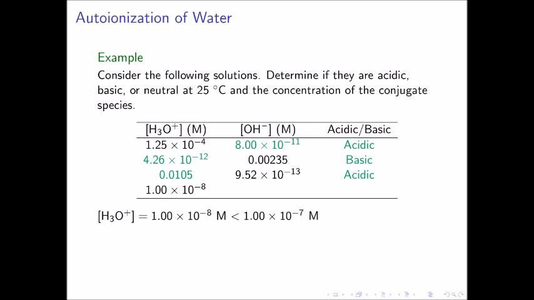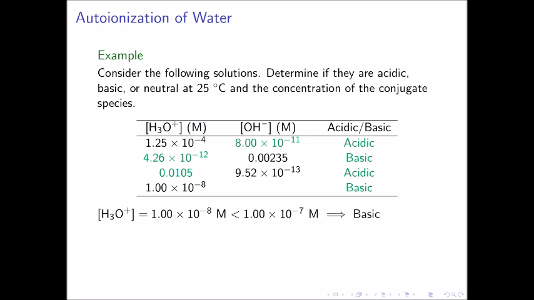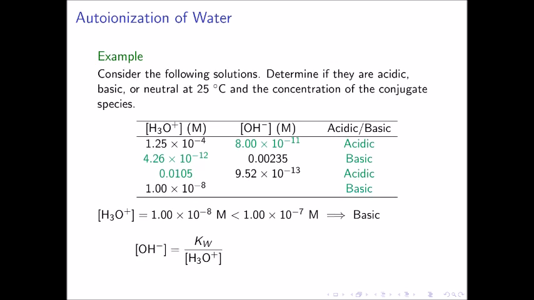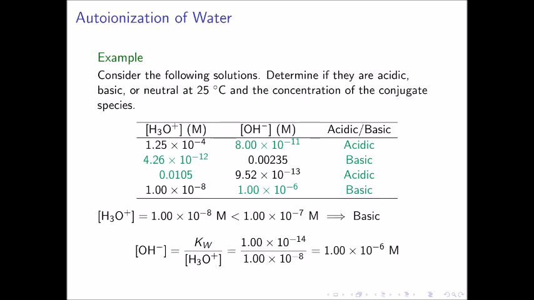And lastly, our fourth solution has a hydronium ion concentration of 1.00 times 10 to the negative 8 molar. This is slightly less than 1 times 10 to the negative 7 molar, and so the solution is basic. The hydroxide ion concentration is found to be Kw divided by the hydronium ion concentration, which is 1.00 times 10 to the negative 14 divided by 1.00 times 10 to the negative 8. This gives a hydroxide ion concentration value of 1.00 times 10 to the negative 6 molar for solution 4.